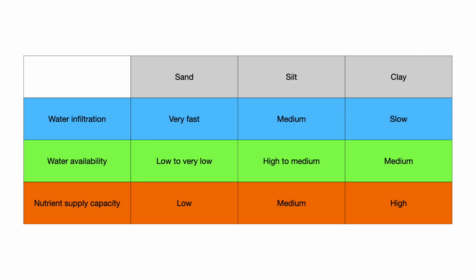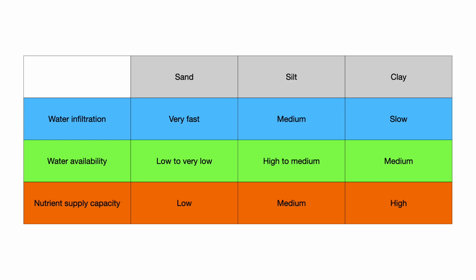Okay. From a silt perspective, water infiltration is okay. It's medium, right? It's not too fast. It's not too slow. It's pretty good. From a water availability perspective, it's high to medium, so it's pretty good for your plants. Now, nutrient supply capacity is medium as well.